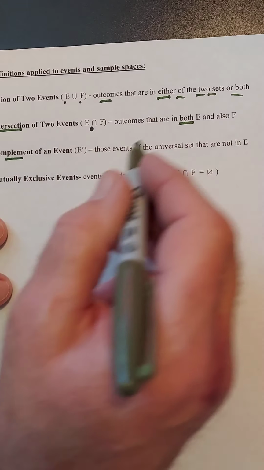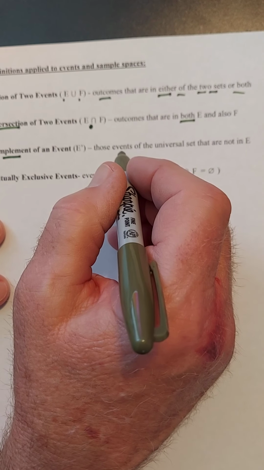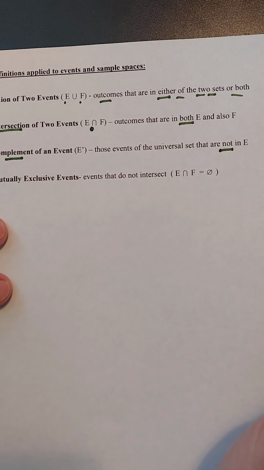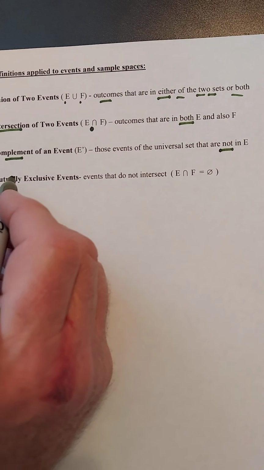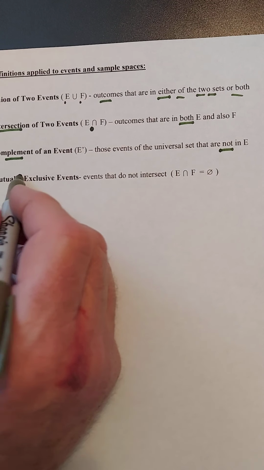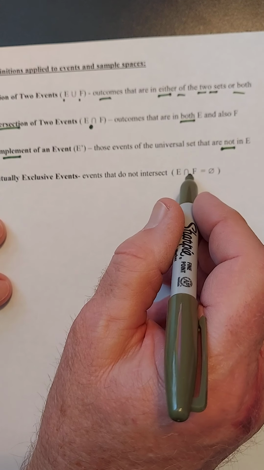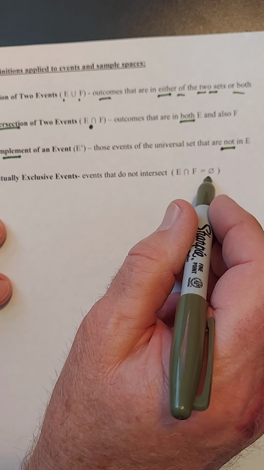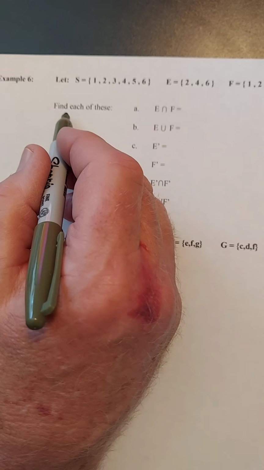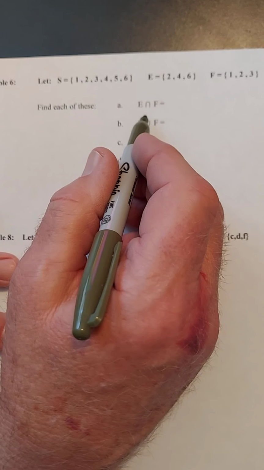The complement would be the events of the universal set that are not in E. And mutually exclusive, all it really means is they do not intersect. Or you could say E intersect F would be the empty set. If you understood it last chapter, this will be a breeze for you. Okay, so we want to find each of these. So this is just kind of a review.